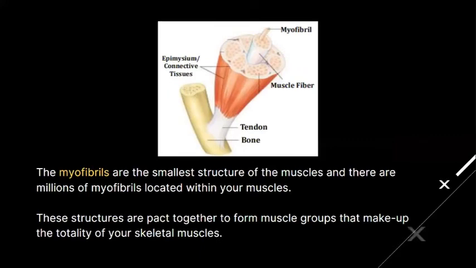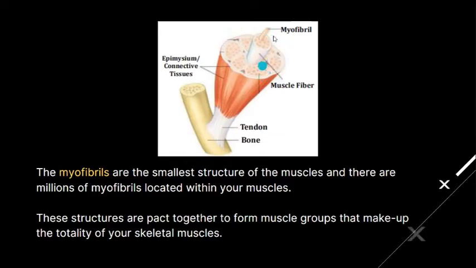The myofibrils are the smallest structure of the muscles, and there are millions of myofibrils located within your muscle. So in simple terms, the smallest structure of our muscles is the myofibril. And there are many of them in our body. As you can see, what I mentioned earlier, that the shape is long and cylindrical, this is just one part or piece of all the myofibrils beside it.